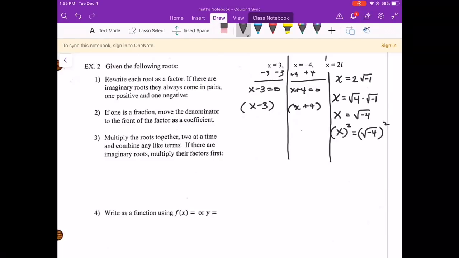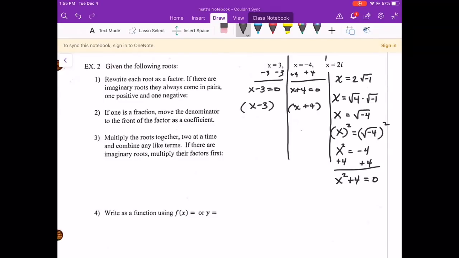And so x squared is just that, x squared. And the square root of negative 4 squared is just negative 4. Okay, now we're heading in the right direction. So my last step to get me equal to 0 would be to add 4 to both sides, and that's going to be x squared plus 4 is equal to 0. So that means my last factor is x squared plus 4.